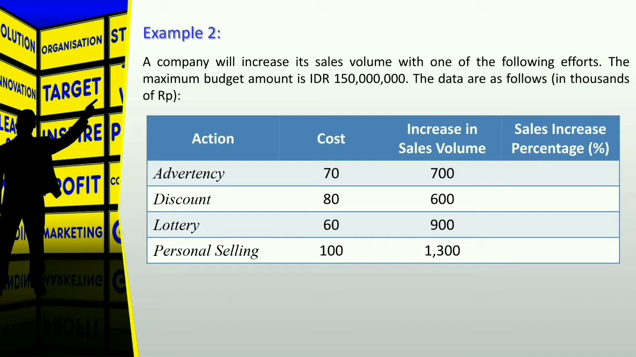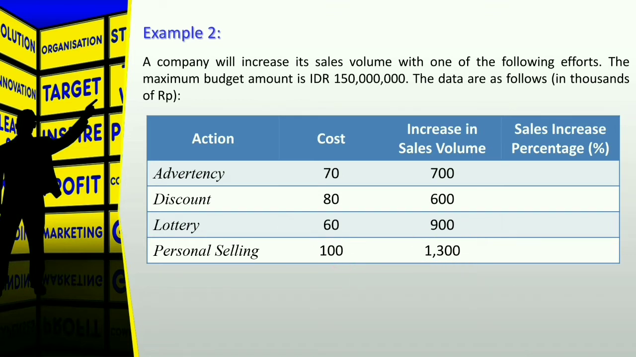For the advertising, the cost is 70 and it increases sales volume by 700. For the discount, the cost is 80 and it increases sales volume by 600. For the lottery, the cost is 60 and it increases sales volume by 900. Okay, the last action is personal selling. For personal selling, the cost is 100 and it increases sales volume by 1300.